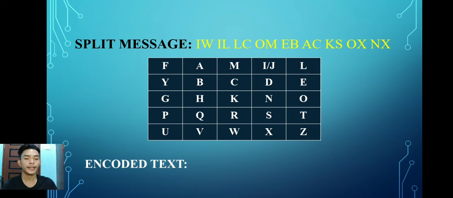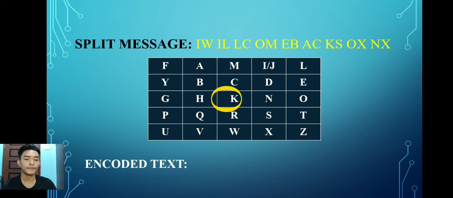Next is the pair E and B. E and B are in the same row, so we move to the right. E will become Y because we wrap around when we reach the end of the table, and B will become C. Next is the pair A and C. A and C form a rectangle, so we take each end of the rectangle. A will become M and C will become B.